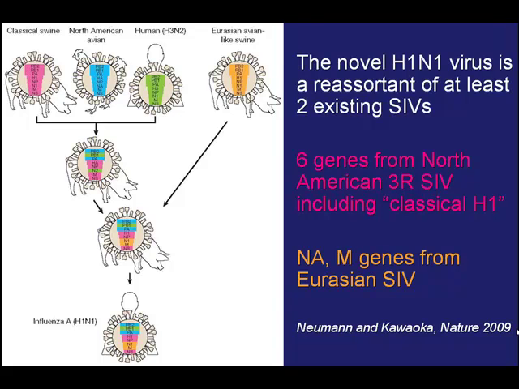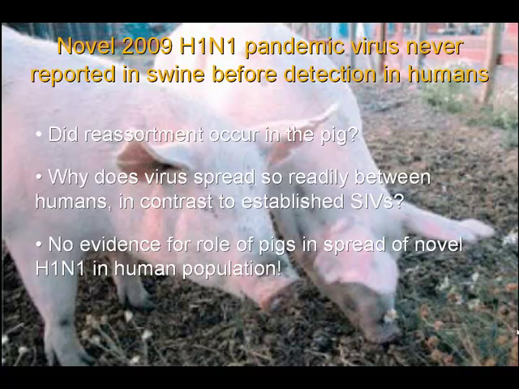But still, the exact genesis of the virus remains an entire mystery, because this specific gene combination had never been found in pigs at the time of the discovery of the virus in humans. So it's most likely that the reassortment occurred in a pig, but we cannot exclude that it may have occurred in another animal or in humans themselves.